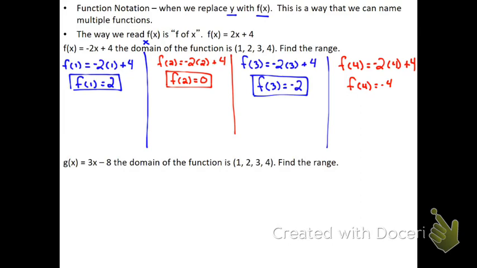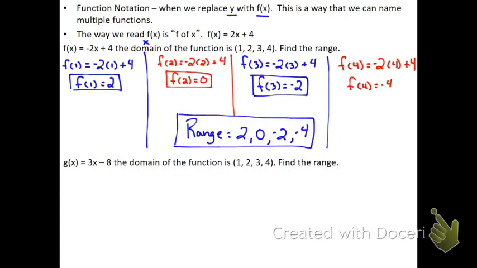So for this problem, your range values include 2, 0, negative 2, and negative 4. That is your answer for that equation. Go ahead and try the second set on your own.